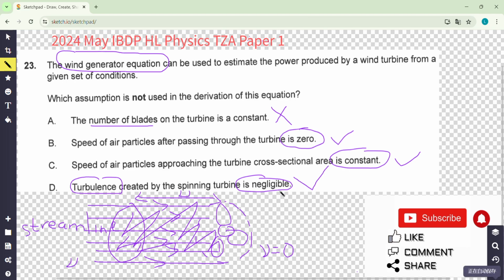So three assumptions. What's wrong? It's not those. So what is the answer? Yes, you got it. The answer is A.